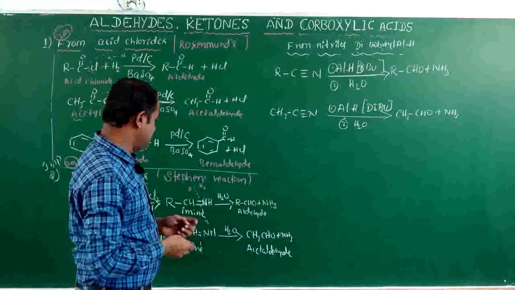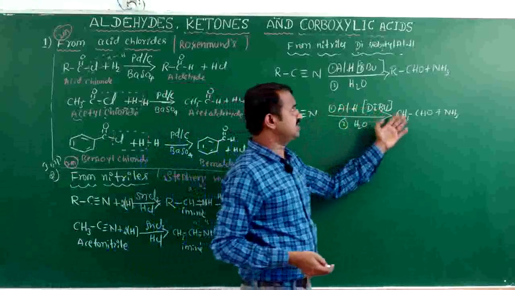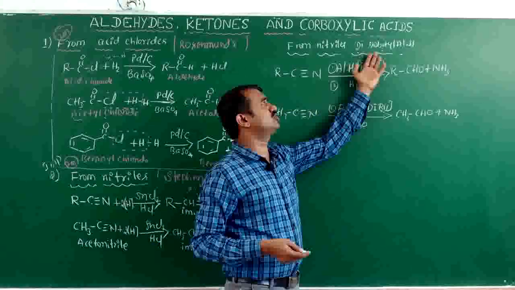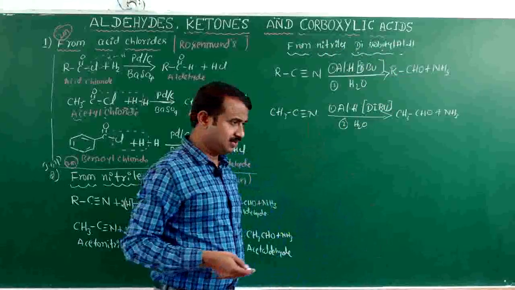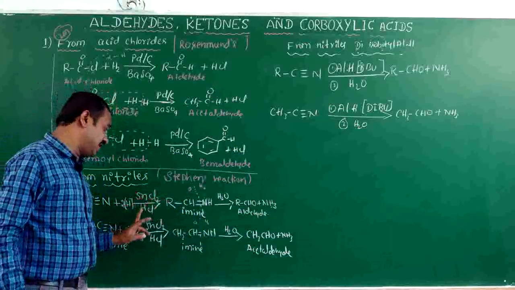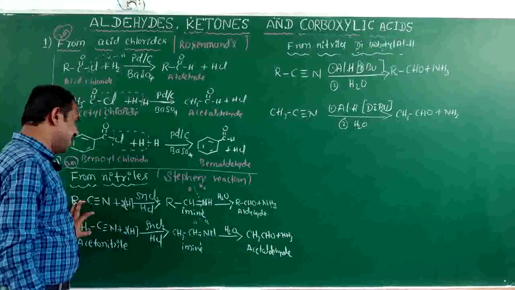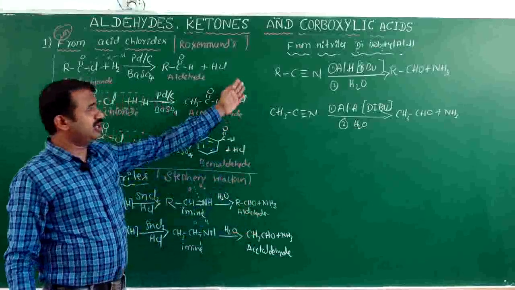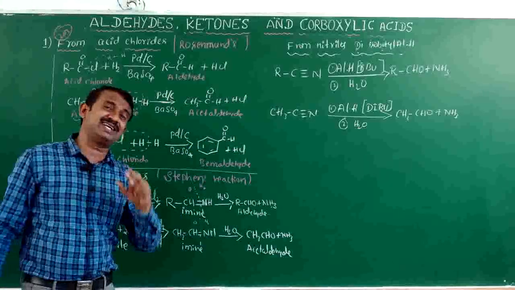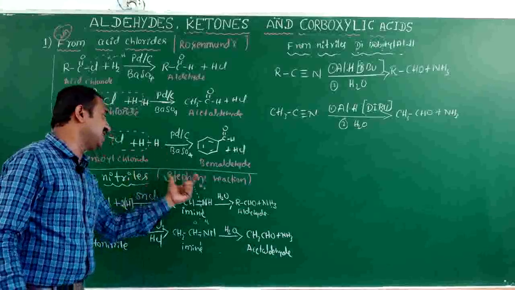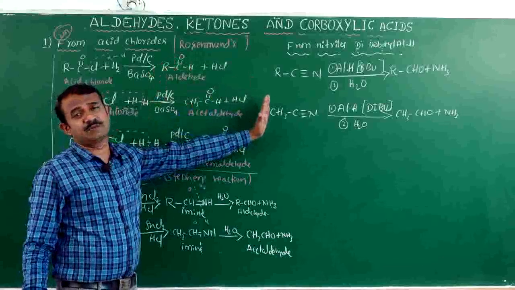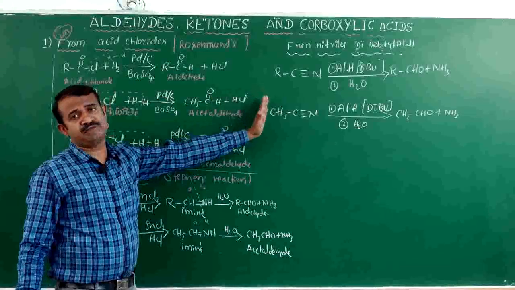We can prepare aldehydes from nitrile using diisobutyl aluminum hydride. That is one of the methods. Here we are using tin chloride in presence of HCl. The same reactant is converted to the same product, but the reagent is different. Using tin chloride in presence of HCl is one of the name reactions, called Stephen reaction. It is a preparation of aldehydes from nitrile.